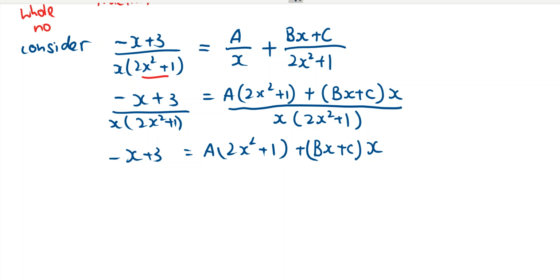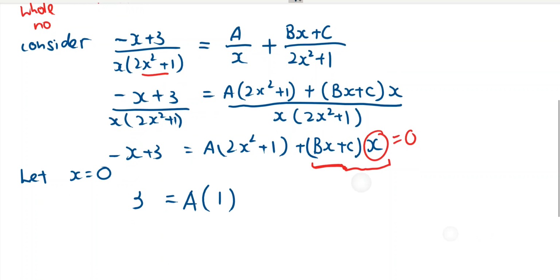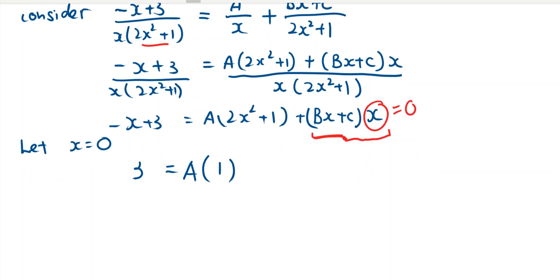So we always want to let x be a value so that we can remove as much variable as possible. So let x be equal to 0, because if this is equal to 0, it will eliminate all of this, so that we can find a only. When I put in 0, it's important you put it on the left side and on the right side. So 3 equals a bracket 1, and this is already 0, so I can ignore them. So a is equal to 3.